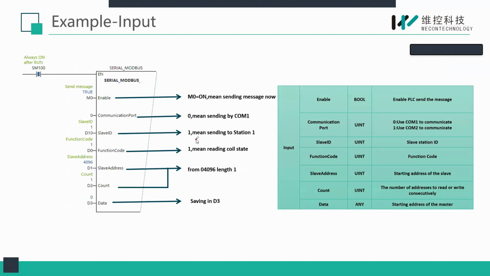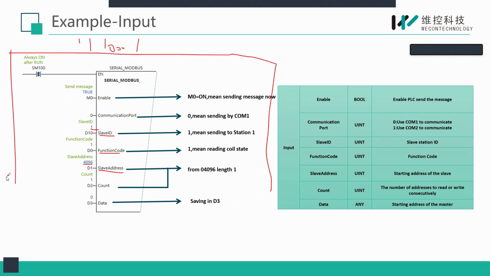So back to the example. You can see the select ID I set is 01, and the function code is 01. Select address is 4096, and the count is 1. So this function block is for our example. We just said it can read the coil state from address 4096, count 1, and save it in data D3.